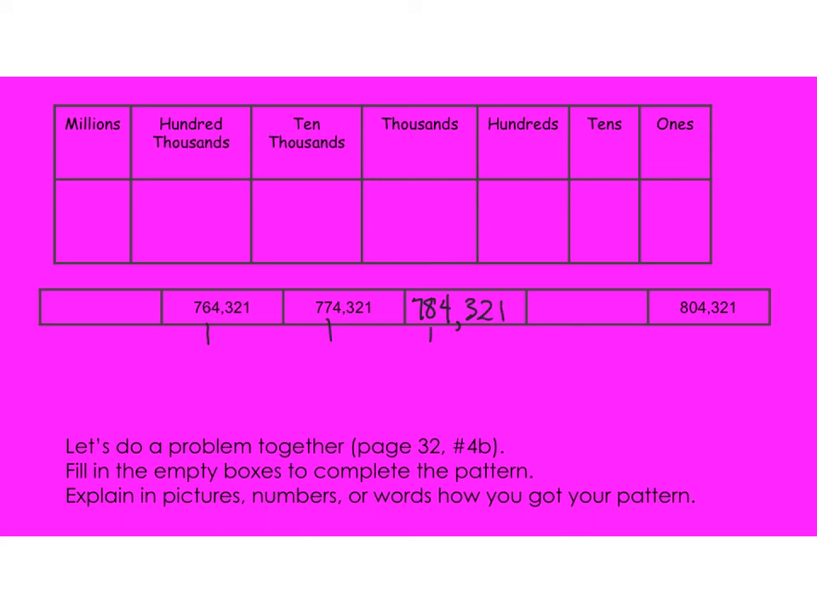So this went up from 678. So my next one's going to be 794,321. So now I just need to know one less. So that's going to be 754,321. So if I check that, I'm going to have 5, 6, 7, 8, 9, and then over into 804,000.